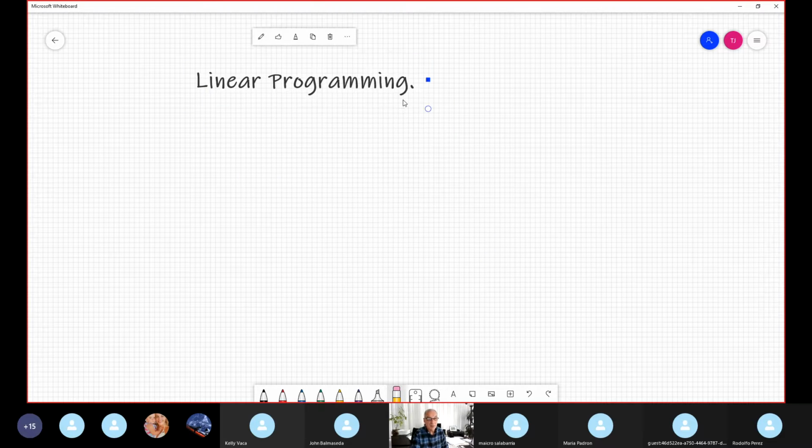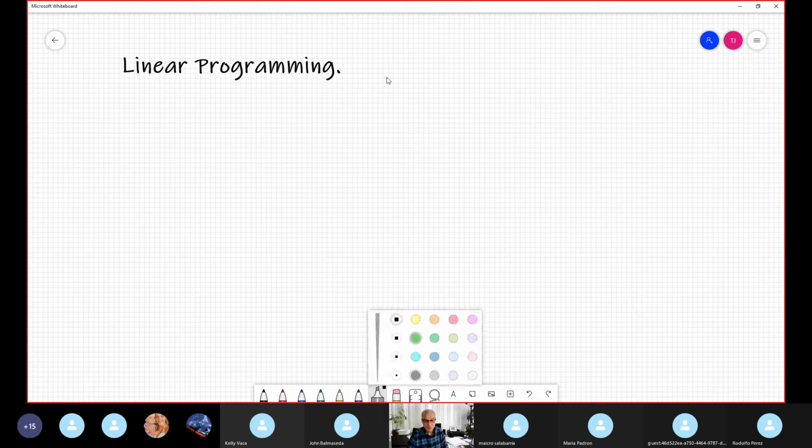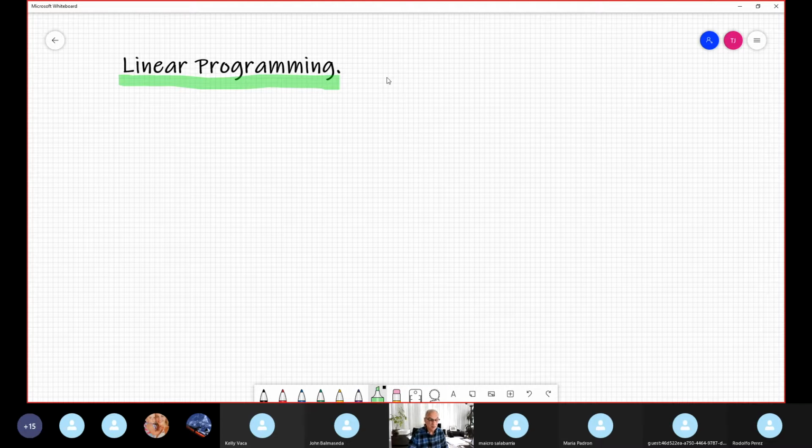What is the idea behind linear programming? We have an optimization problem. What does optimization mean in mathematics? Optimization in mathematics is trying to discover the best option. And then we have several constraints, so we have a system.